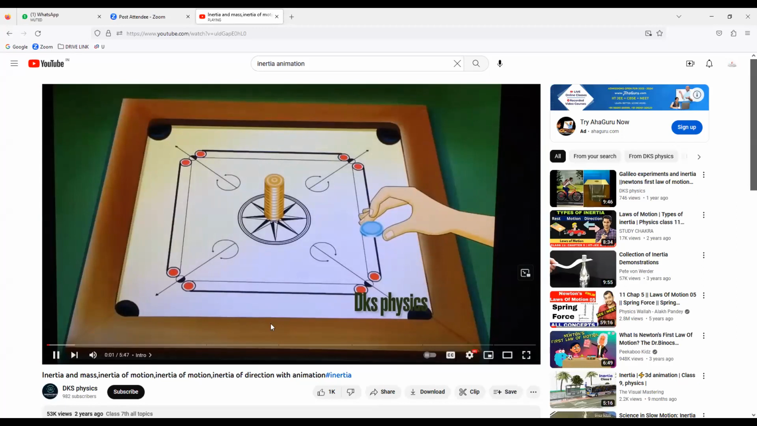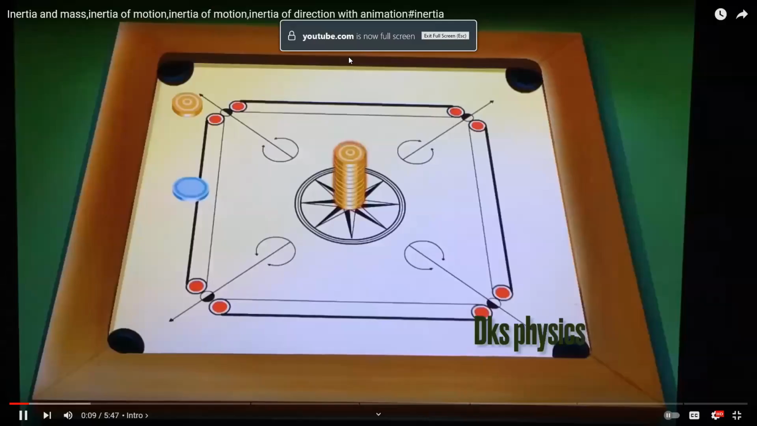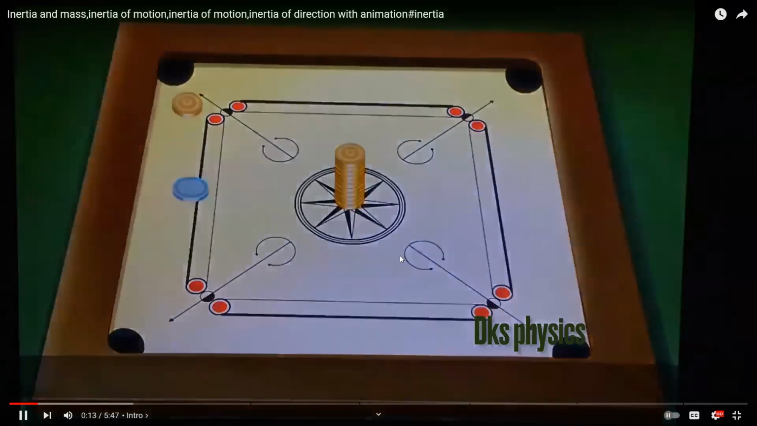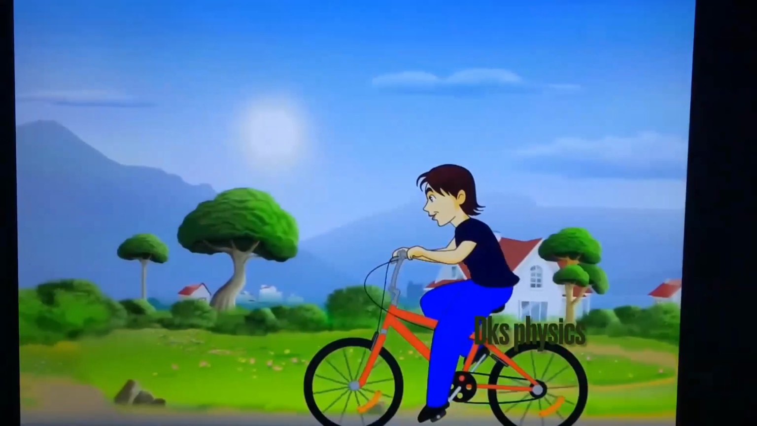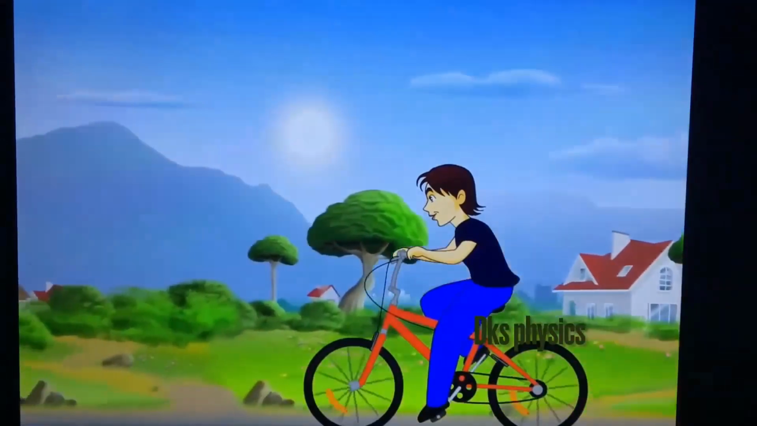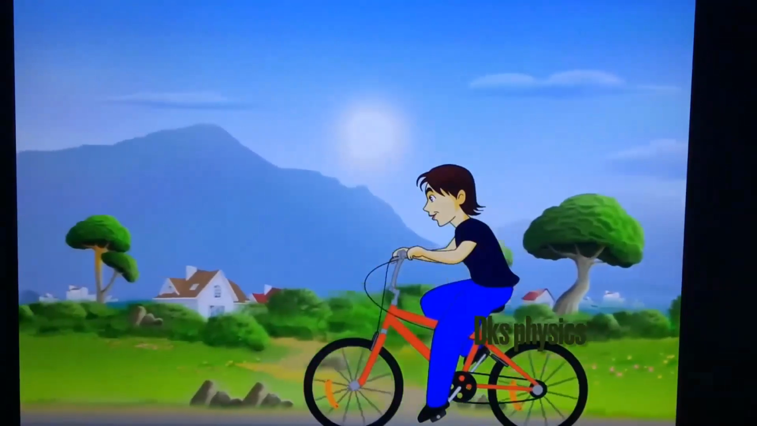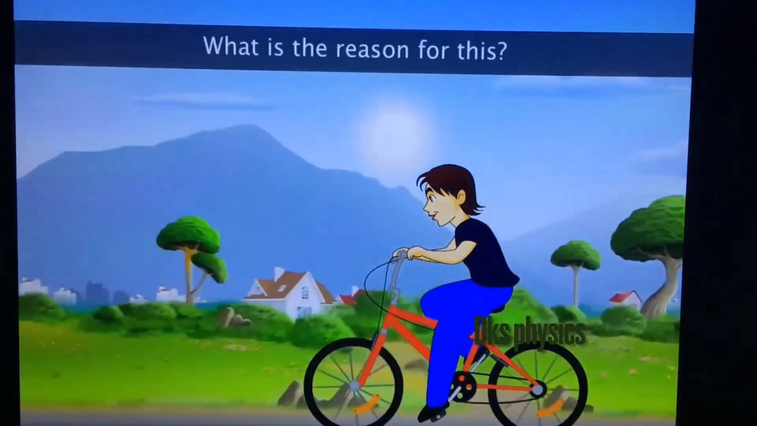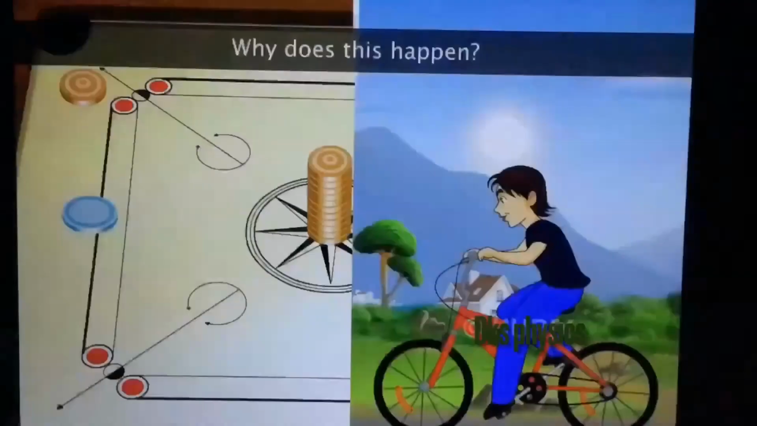When the striker hits the carom coin stack, only one coin is set in motion. The other coins are intact. Why does this happen? So The observe this, then we'll bicyclist continue. has stopped pedaling, but the bicycle continues to move. What is the reason for this? Why does this happen?